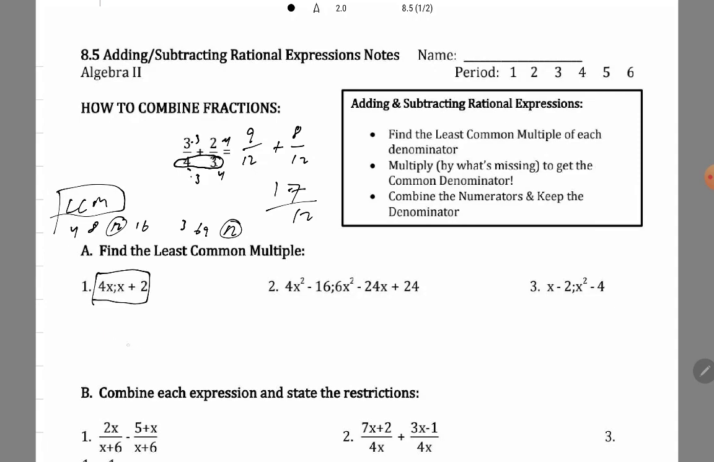So find the lowest common multiple. All you do is multiply them together. So the LCM is 4x times x plus 2. That's it. Done. Next, we're going to, oh yeah, number 2.